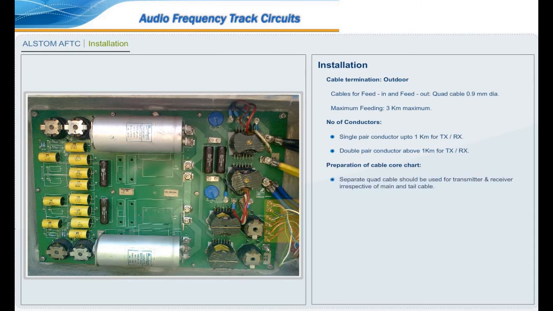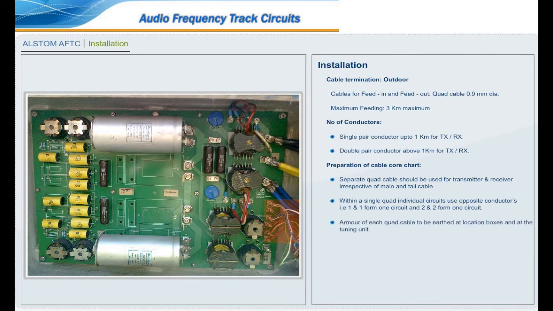Separate quad cable should be used for transmitter and receiver irrespective of main and tail cable. Within a single quad, individual circuits use opposite conductors, that is 1 and 1 form one circuit and 2 and 2 form one circuit. Armor of each quad cable to be earthed at location boxes and at the tuning unit.